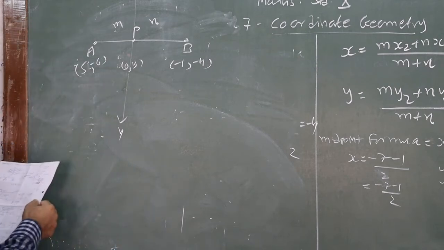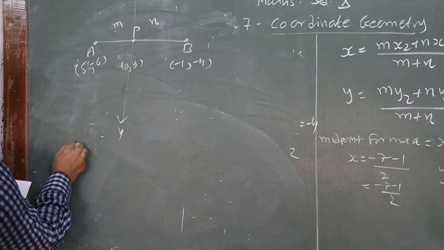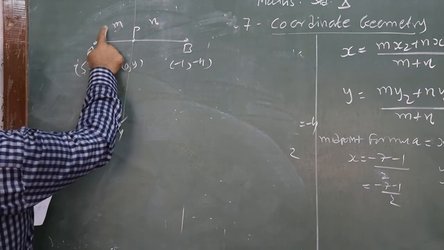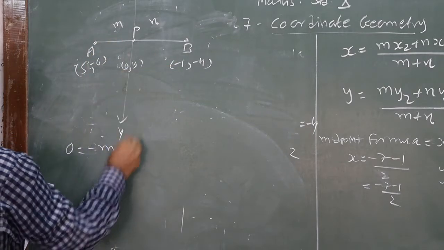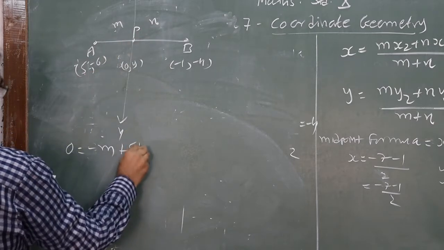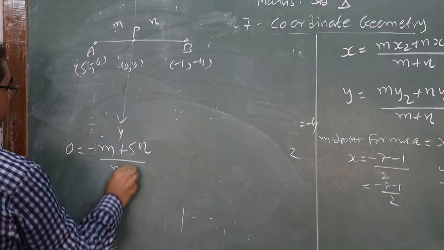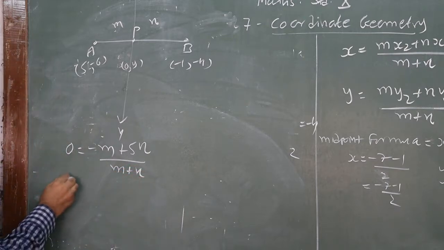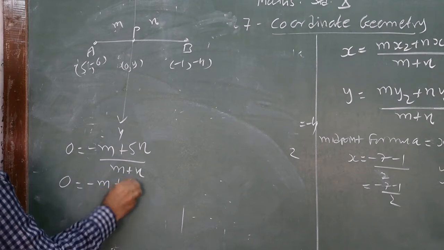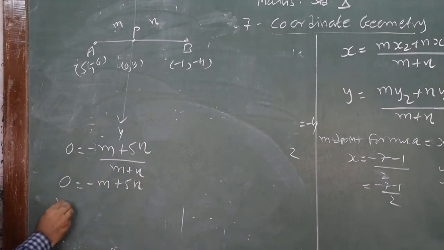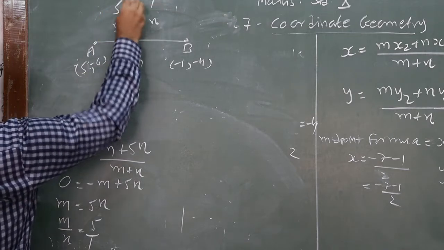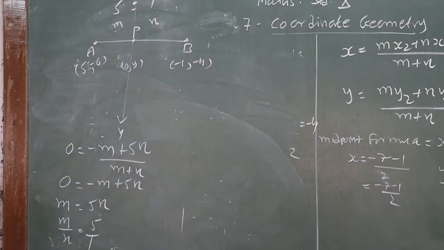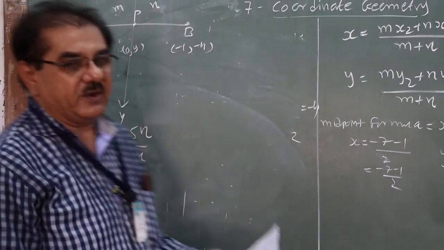So here we go for the 0 is equal to m into minus 1, minus m, it is x coordinate, plus n into 5, 5n whole upon m plus n. So m plus n zeros are 0 is equal to minus m plus 5n, minus m changes aside, m is equal to 5n. So m upon n is equal to 5 upon 1. So into what ratio does it divide the line segment? 5:1. So this is how you can find out the answers very easily.